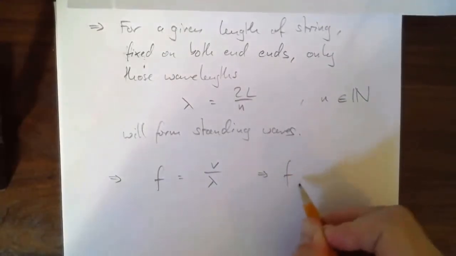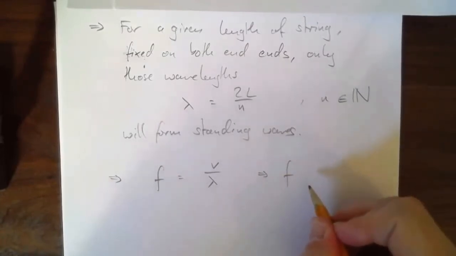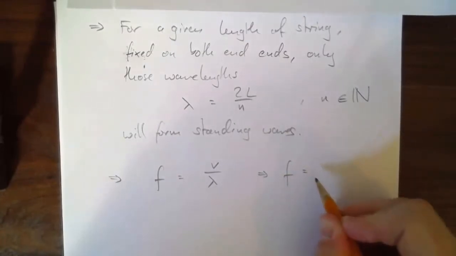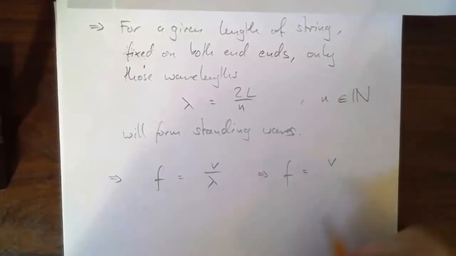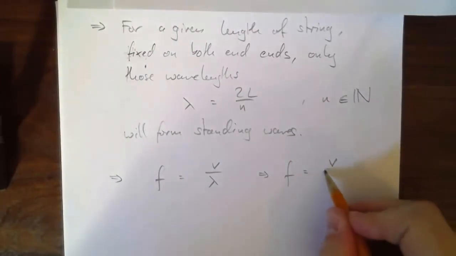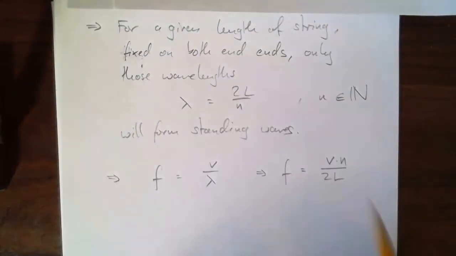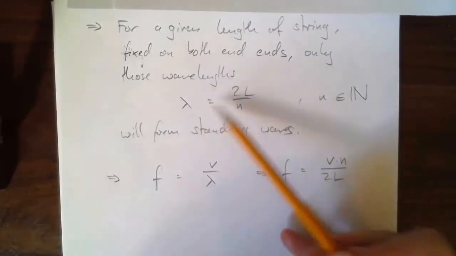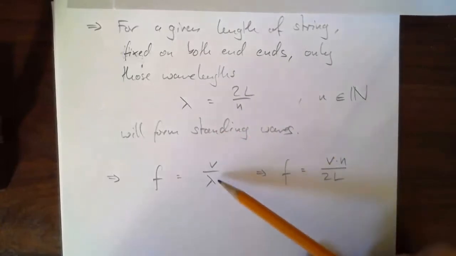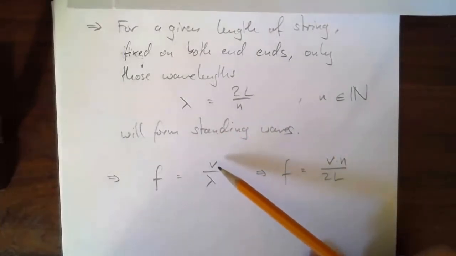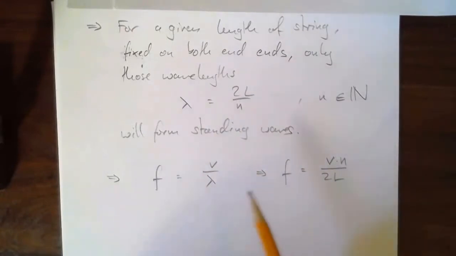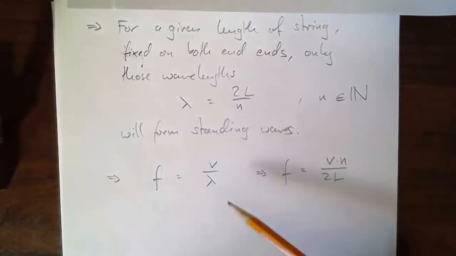So the frequencies that form standing waves will be equal to the speed of the wave on the string divided by 2L times N. Right, just plugging in this for lambda here. So these frequencies will form standing waves. The wavelength is determined by the length, and the frequency, of course, is determined by the wavelength and the speed. Those are the factors that determine what frequencies of wave form standing waves.